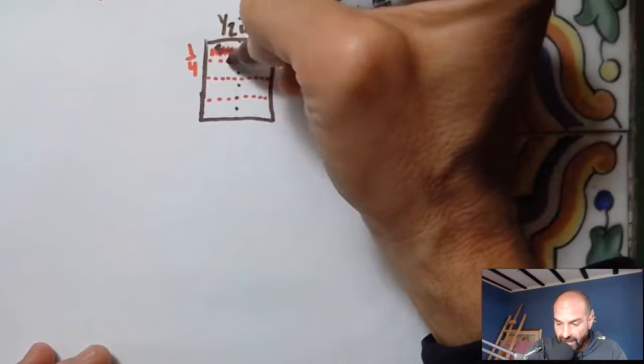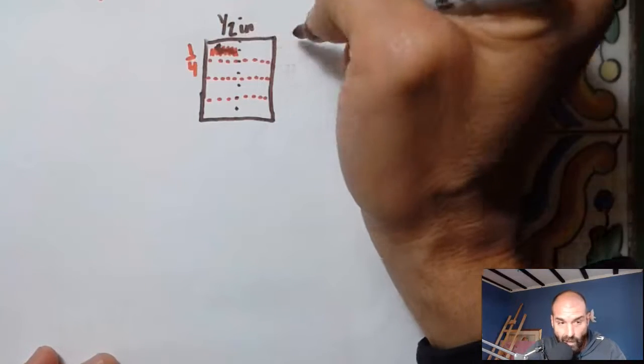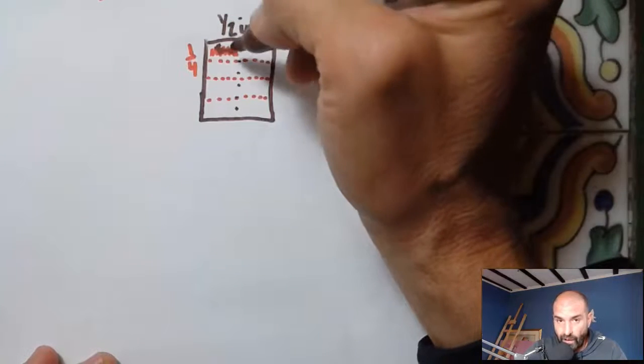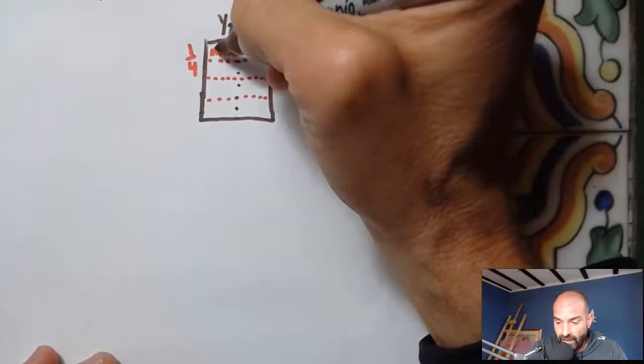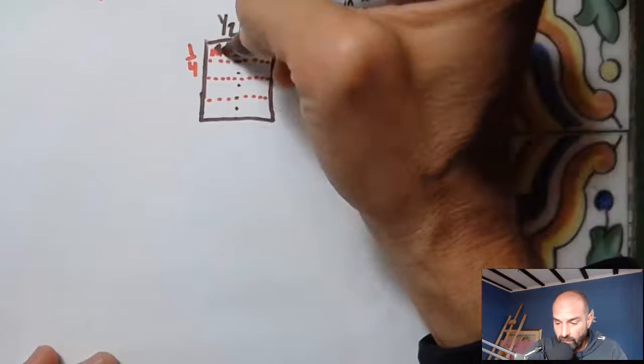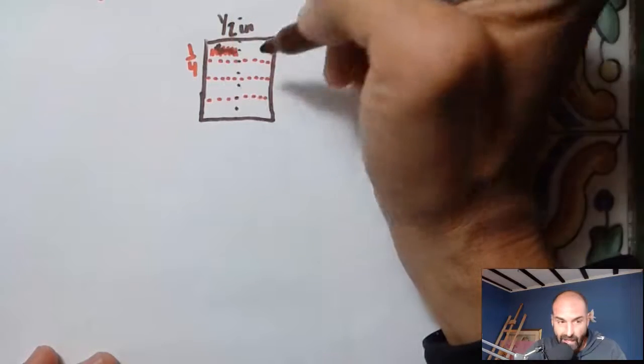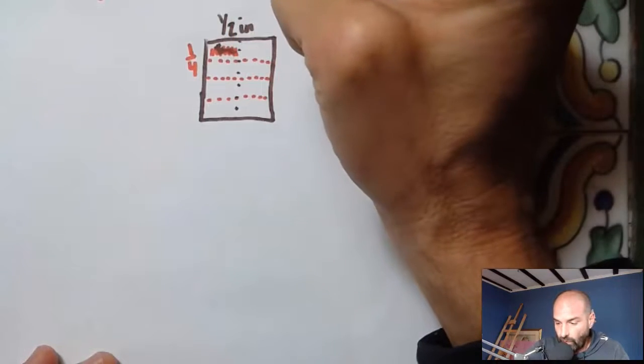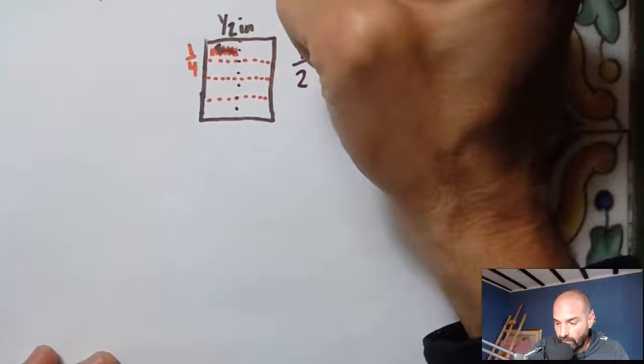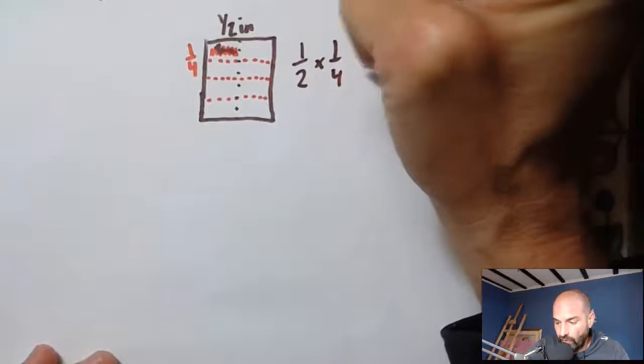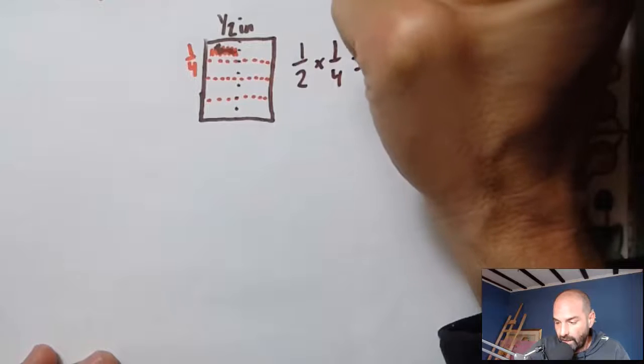If we look at this area of the whole square, then this area is 1 of 1, 2, 3, 4, 5, 6, 7, 8. So 1/2 by 1/4 equals 1/8.